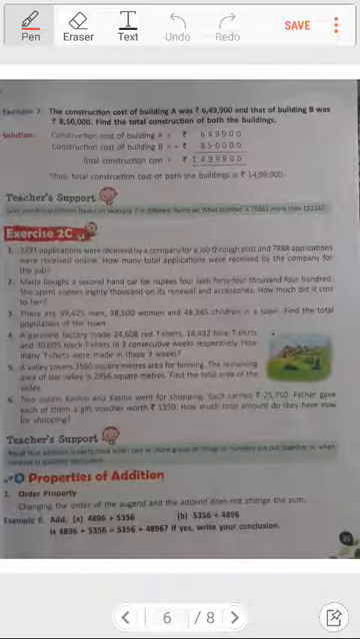A word problem should be written in statements. The construction cost of building A is equal to rupees 6,49,900 and the construction cost of building B is 8,50,000. Both are added. Total construction cost becomes 14,99,900, and hence at last in a sentence it has been written: thus the total construction cost of both the buildings is rupees 14,99,900.